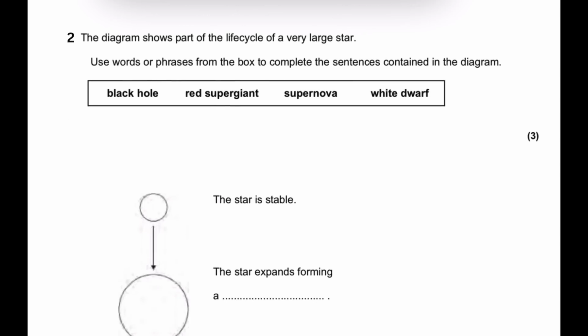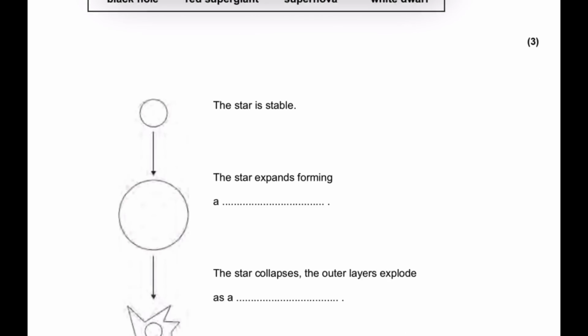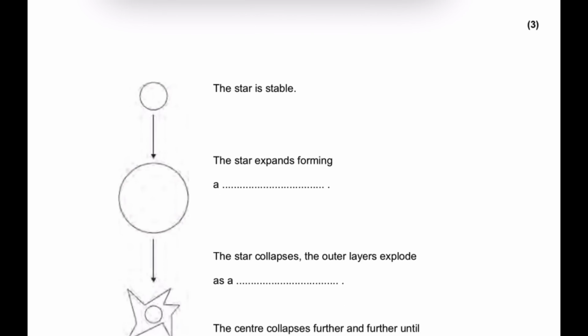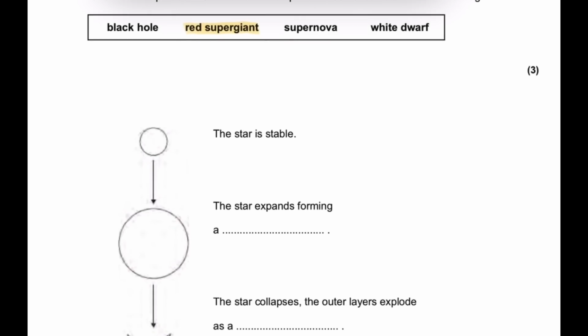Question 2. The diagram shows part of the life cycle of a very large star. Use words or phrases from the box to complete the sentences contained in the diagram. Okay, so firstly, it tells us that it's a very large star. It shows that it's bigger than our sun. So the star is stable, number 1. The star expands to form a, so we know that the first stage is the red supergiant.